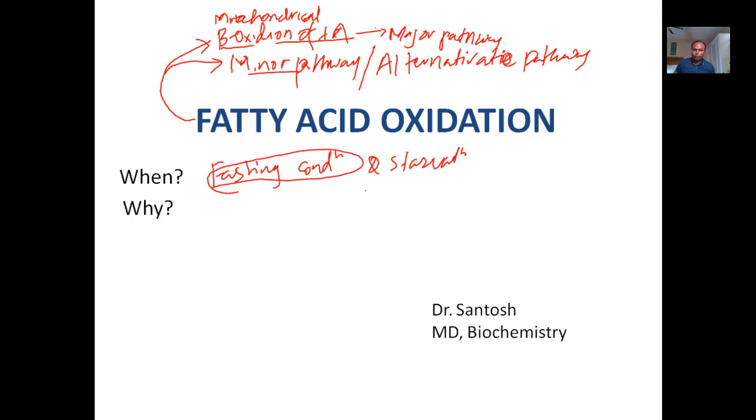Now we'll put the why question. Why does this pathway happen? Obviously to provide energy. We all know fat is the storage form of energy. So it provides energy to the body and for gluconeogenesis.